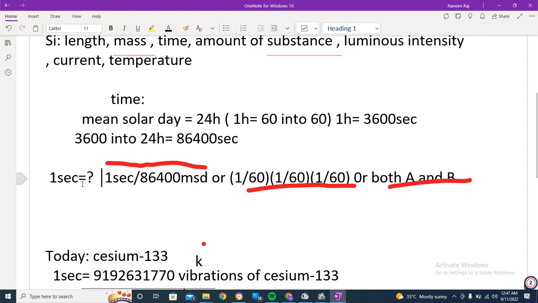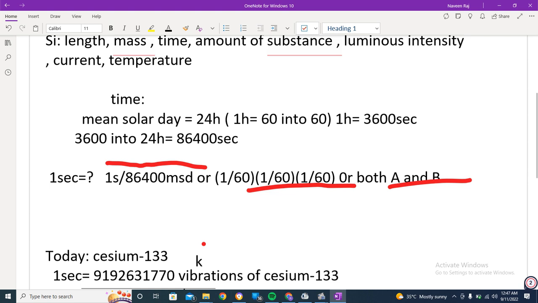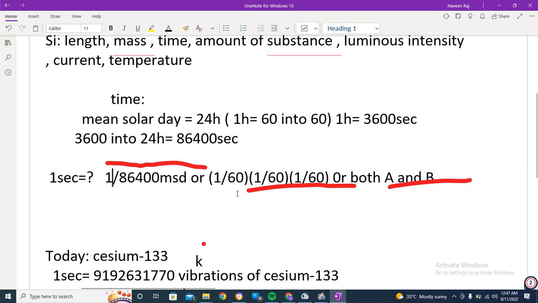So what would be the answer? What is 1 second equal to? Is it equal to 1 upon 86,400 MSD, or 1 upon 60, or both A and B? What would be the correct answer according to you? Is it A, is it B, or is it both A and B? Even if you are thinking that both A and B are correct, that is not it.